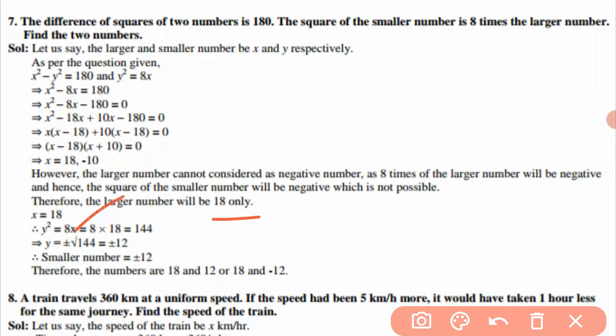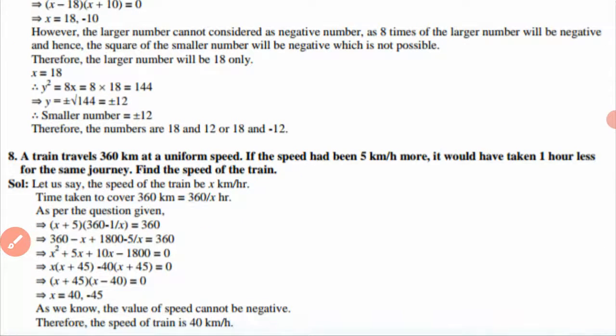So x equals 18, and finding the value of y square equals 8x, that is 8 into 18, that is 144. So y will be plus minus 12, because when we take the under root, it becomes plus minus. So the value of y is plus minus 12. Therefore the numbers are 18 and 12, or 18 and minus 12. So these can be the numbers. Now after this, see question number 8.